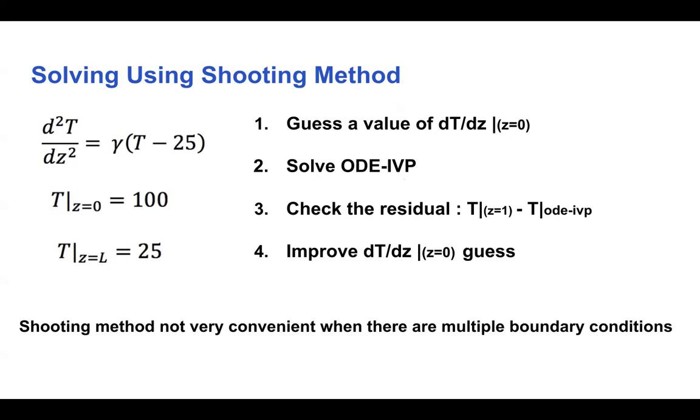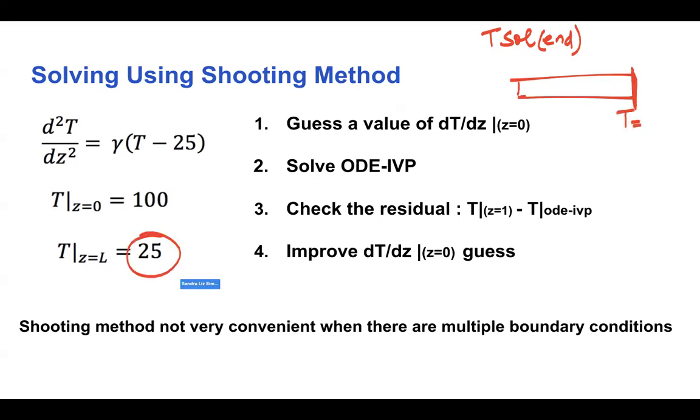When you solve the ODE IVP problem, you will get the temperature at all points, a T sol. What will be the end value of T sol? It will be the temperature at the last grid point. Let us see if this is equal to what is given in the question. If this is equal to 25, fine, then the guess is correct. If it is not equal to 25, we'll improve this guess.